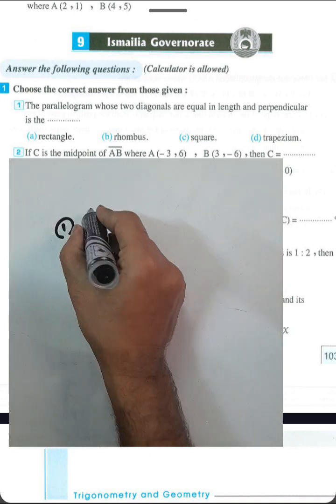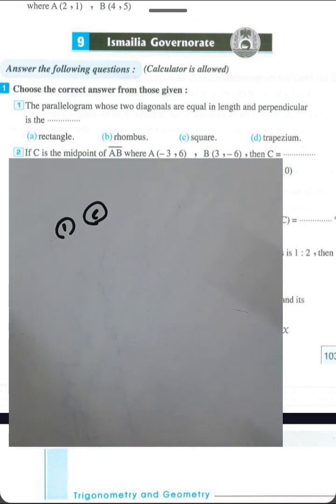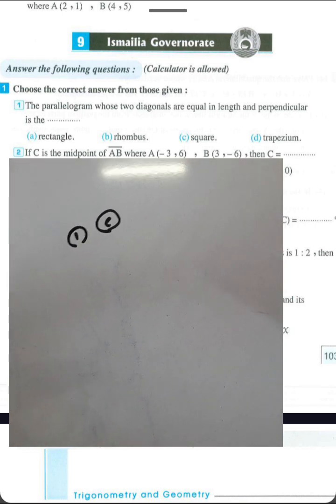Super, but it's about a square. In a square, the two diagonals are equal in length and perpendicular. Choose letter C. Okay, next example.